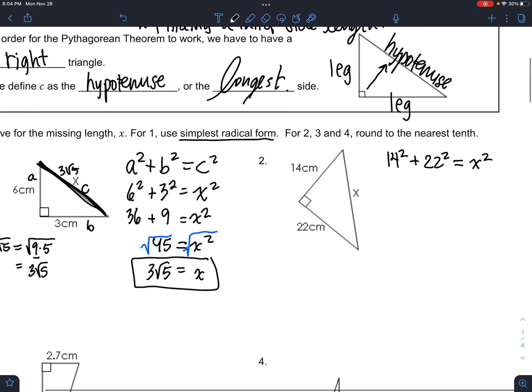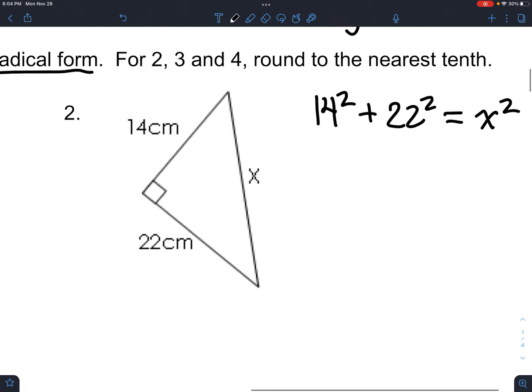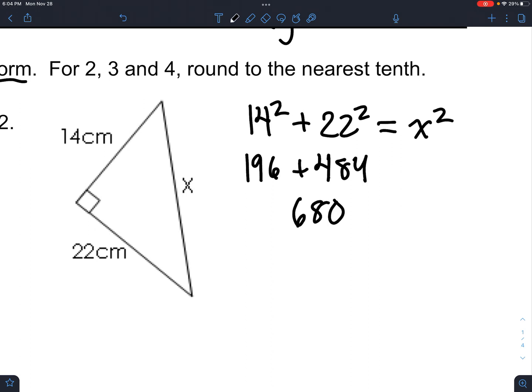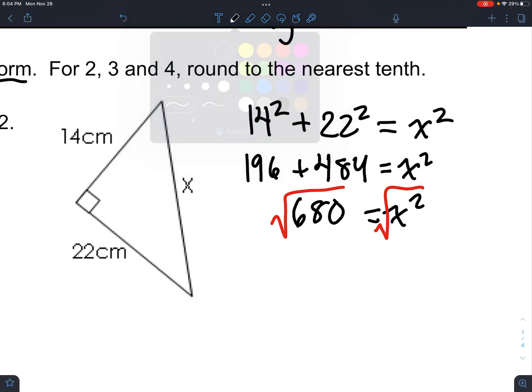Again, x is the hypotenuse in both of these. So to help you through the math, if you type this in, you get that. If you type this in, you get that. You got to add them up. 680. And if you take your handy calculator and type in the square root of 680, you should get 26.1. Around 26.1.